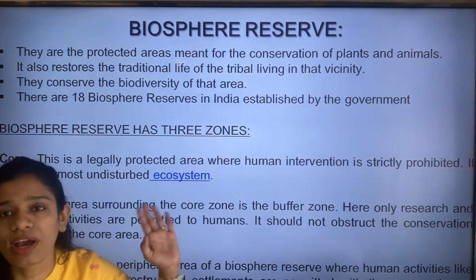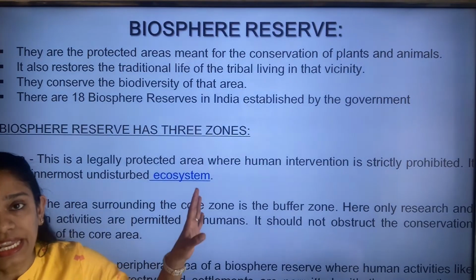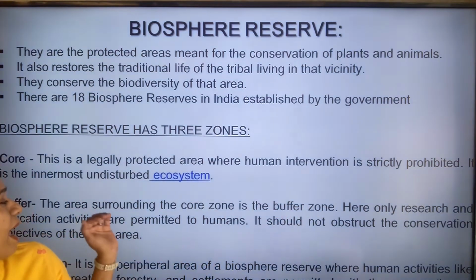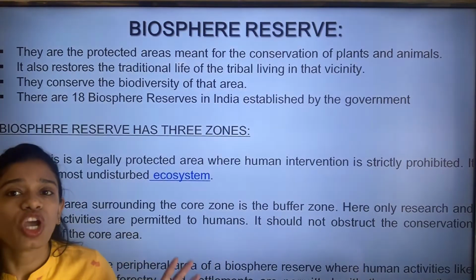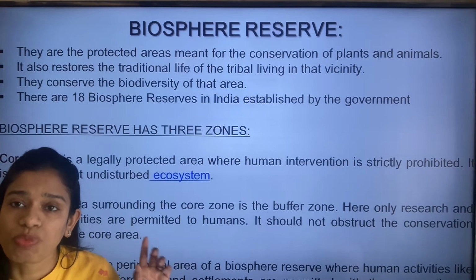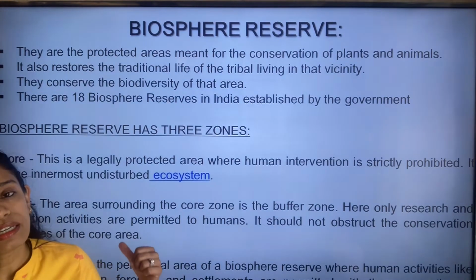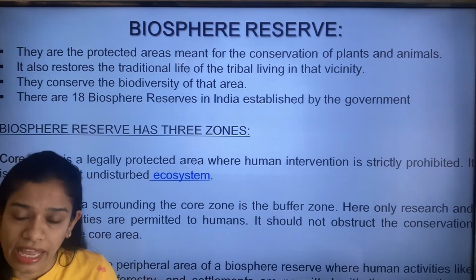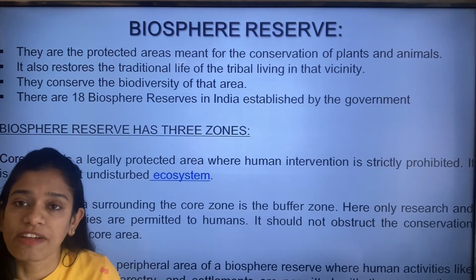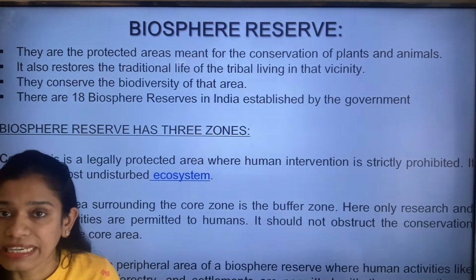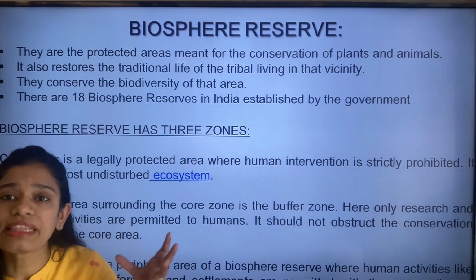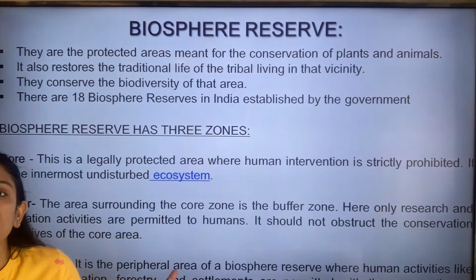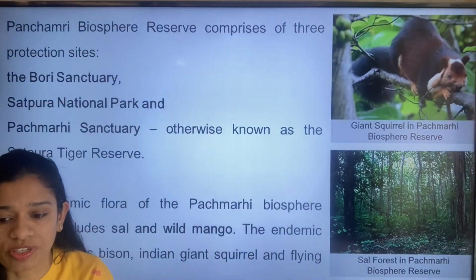Particularly the core area is strictly prohibited for human beings, and the second is the buffer, where people can go but only with proper permissions, and the third is the manipulation area where people can practice farming, take the animals for grazing, and come and settle, but they are not allowed beyond that area. So all these 3 zones constitute the Biosphere Reserve.